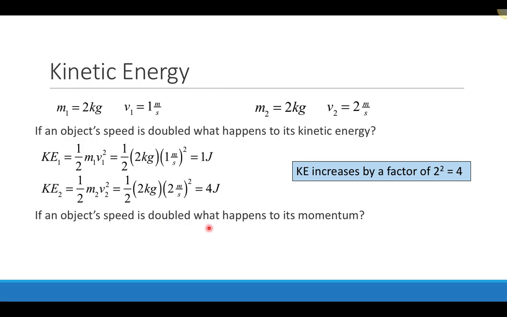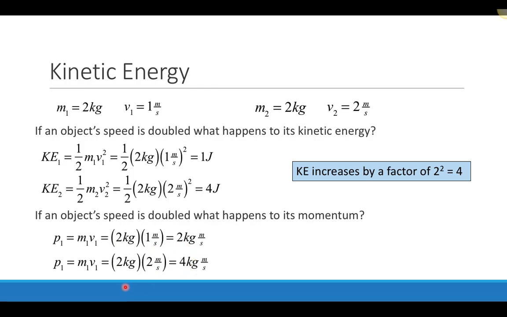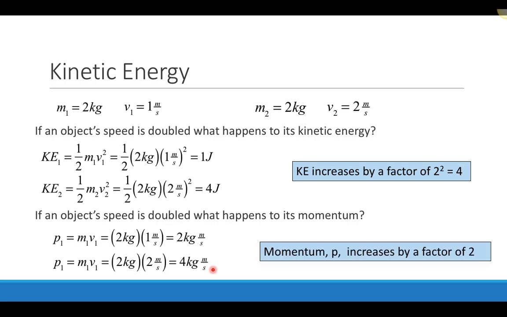If the object's speed is doubled, what happens to the momentum? Well, let's go back to the definition of momentum. Momentum is just mass times velocity. So initially, the object would have had a momentum of 2 kilograms times 1 meter per second, which is just 2. If I double the speed, it would be 2 kilograms times 2 meters per second, which is just 4. So the momentum increases by a factor of 2.